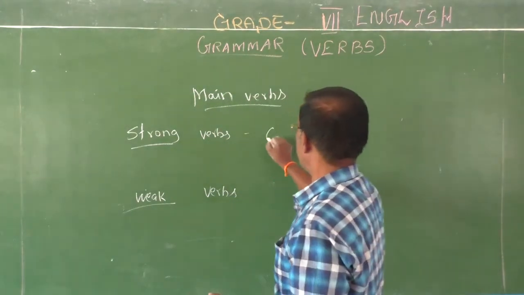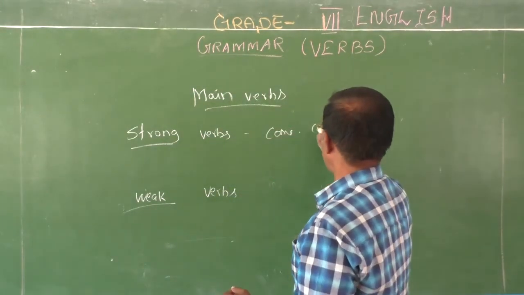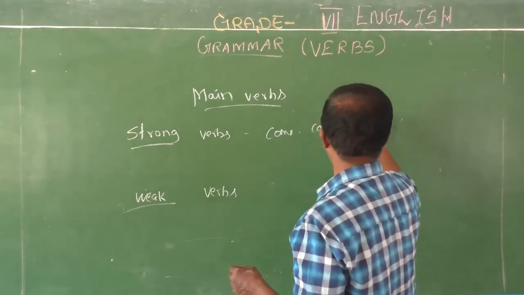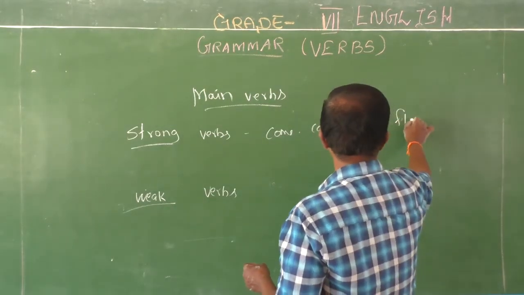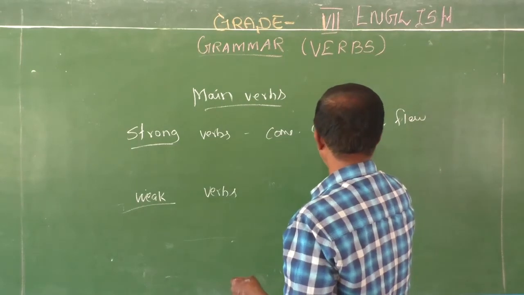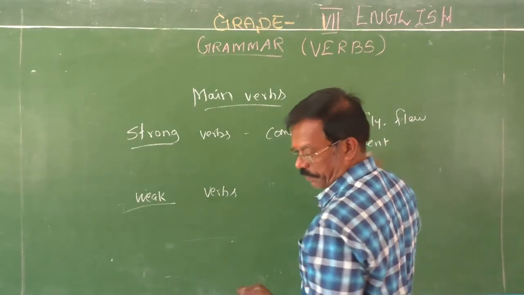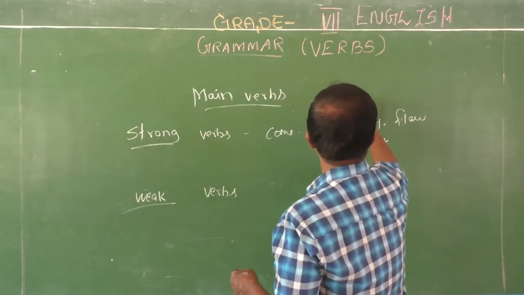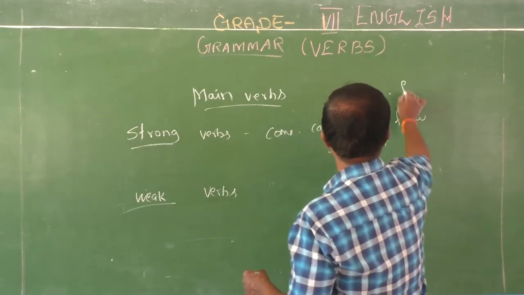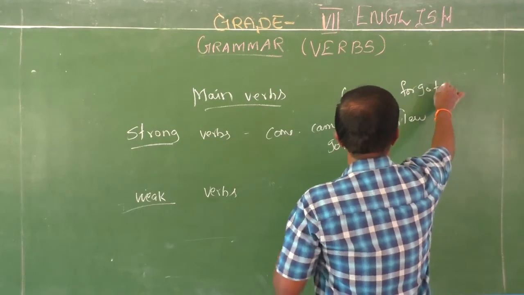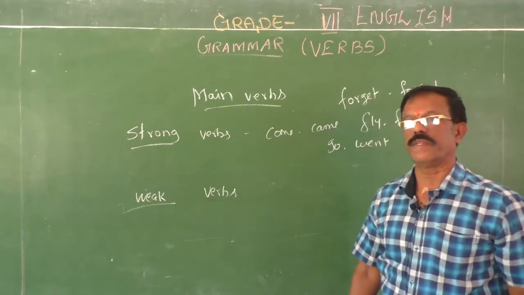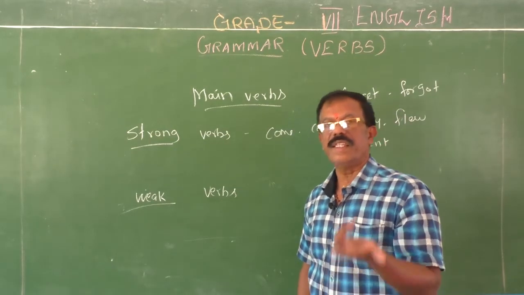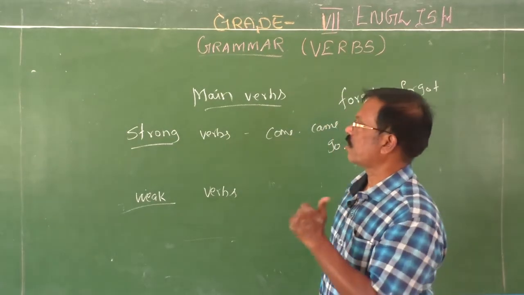For example, come. What's the past form? Came. Then fly, flew. Go, went. And then forget, forgot and forgotten. These verbs are called strong verbs because they get their past form by changing inside vowels. They are called strong verbs.